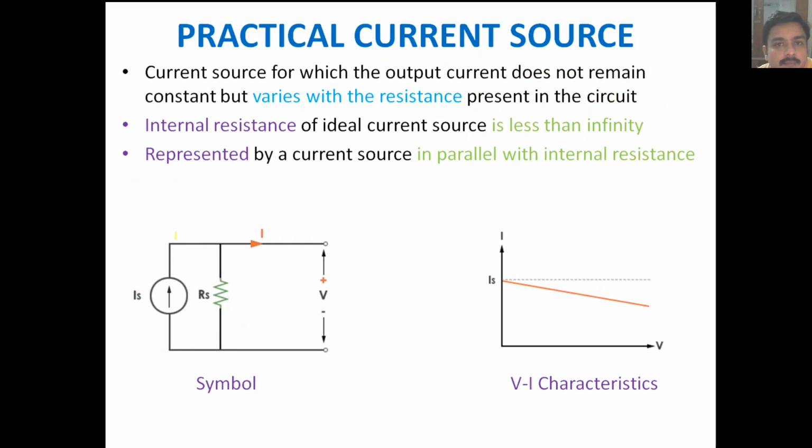In the same way, we can see the practical current source also. The current sources for which the output current will not remain constant. The output current will not remain constant but will vary with the resistance which is present in the circuit. And since it varies with the resistance in the circuit, we can see that in case of an ideal current source, we saw that the internal resistance is infinity, but in this case we assume the internal resistance to be somewhat less than infinity. It is going to be high, but it is going to be less than infinity. It is going to be measurable.